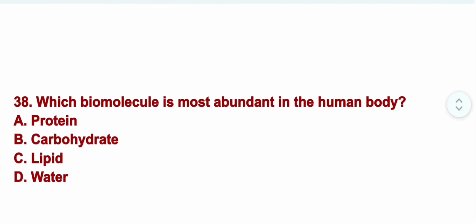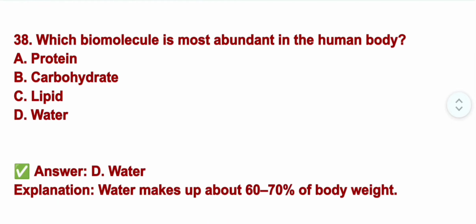Question number 38. Which biomolecule is most abundant in the human body? The correct option is option D, water. Water makes up about 60 to 70% of the body weight.